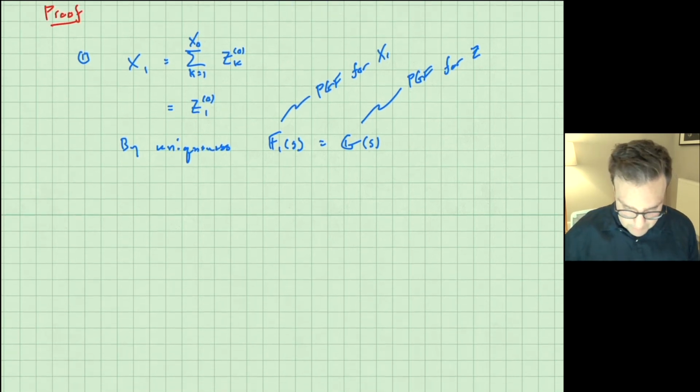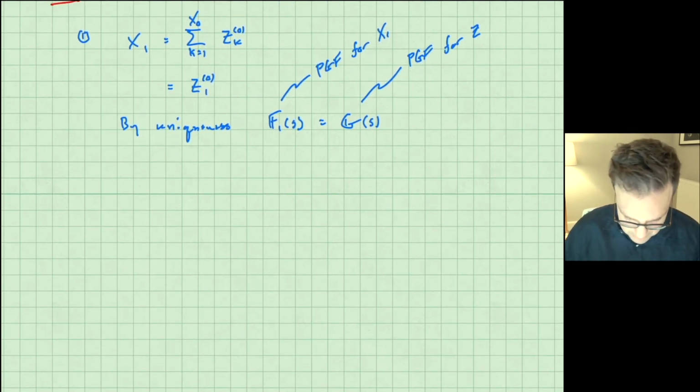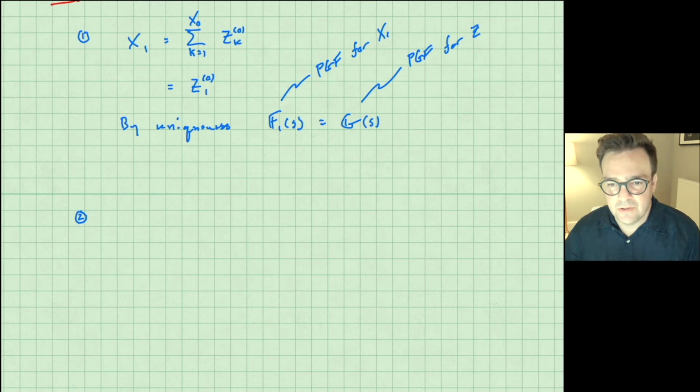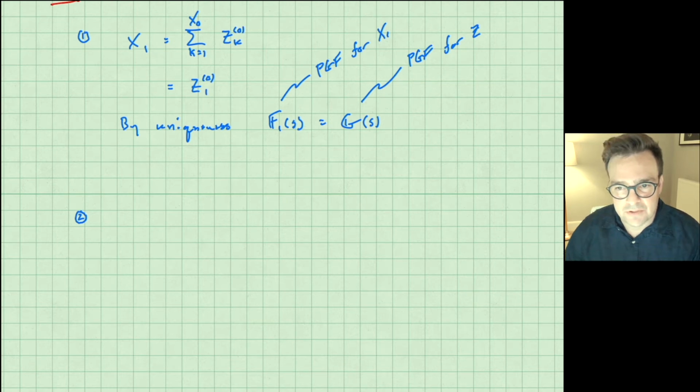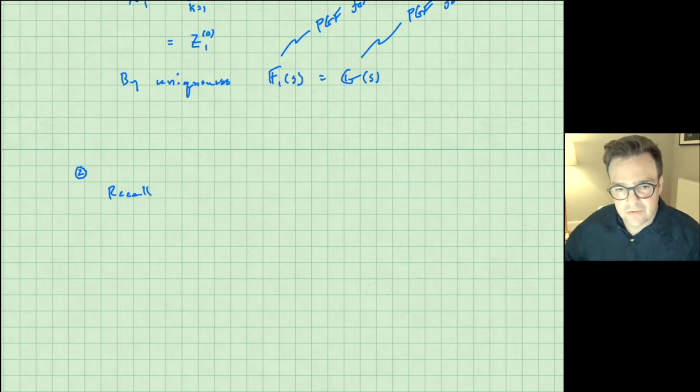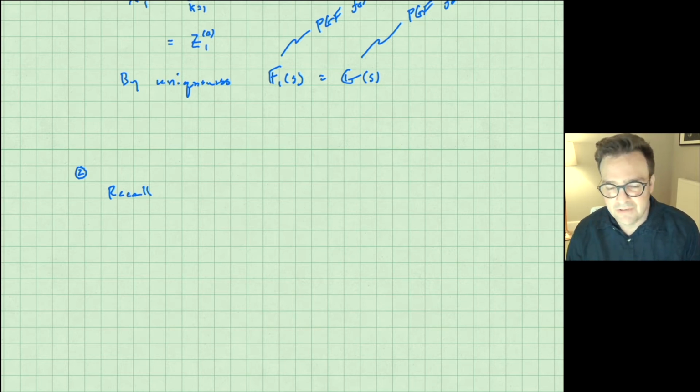The second part is a little more interesting. We're going to use this rule that we had introduced in the first week or so of the class on compound probability generating functions. I want to remind you what that was. Recall, because if you think about it, these branching processes are clearly related to this.